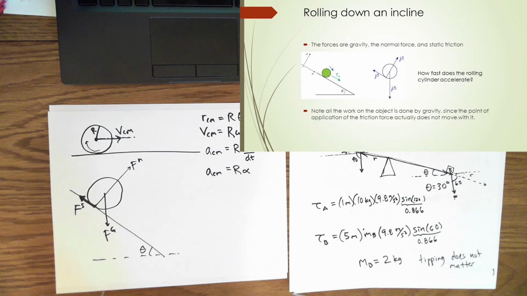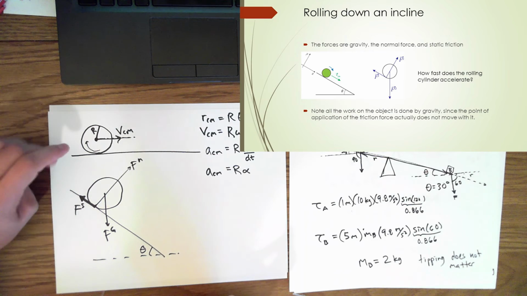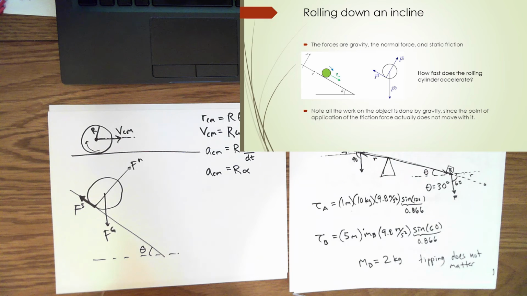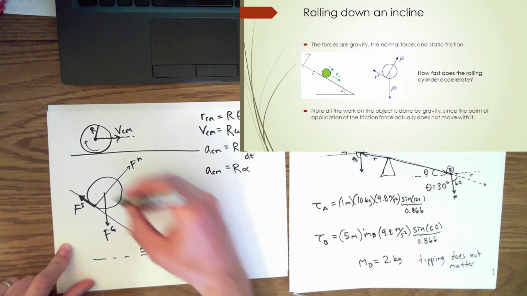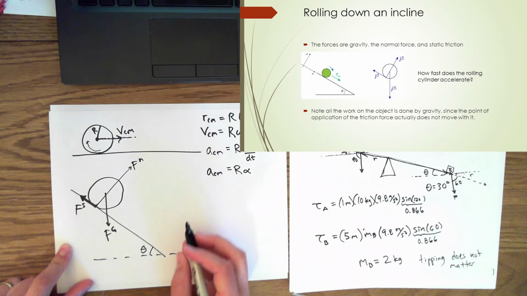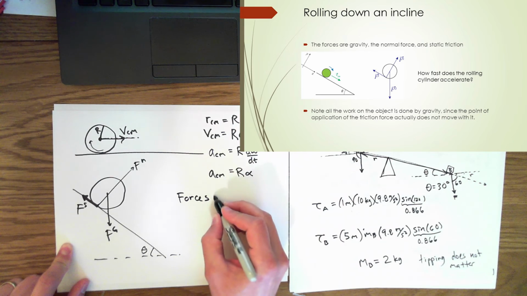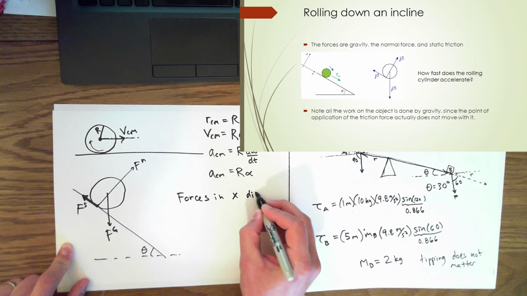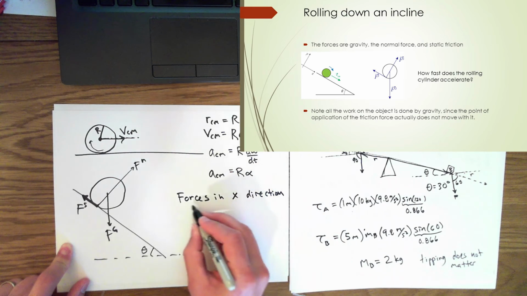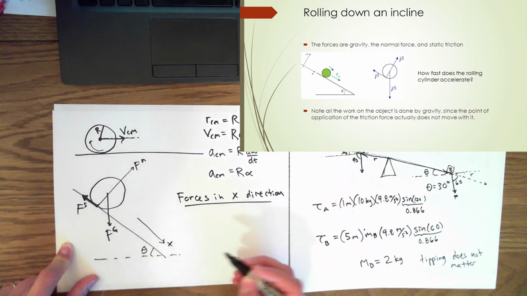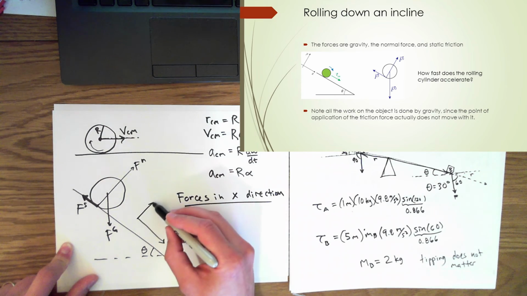Okay, but we've got all these forces pointing in different directions. The only ones we need to keep track of, really, in order to figure out the answer to this question, how fast does the cylinder accelerate down the ramp, are the ones that are along the direction parallel to the slope. So let's write down the forces in the x direction, and we'll call this the x direction. Normal force would be in some, say, the y direction.